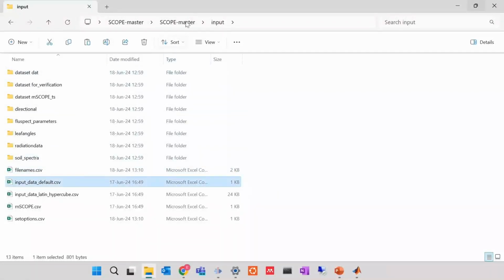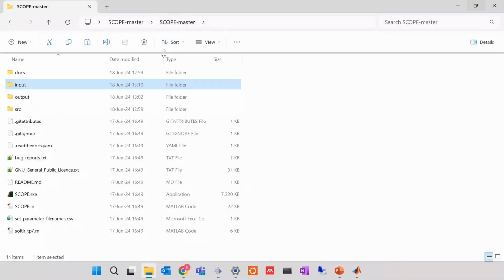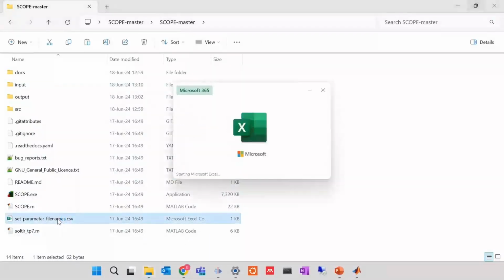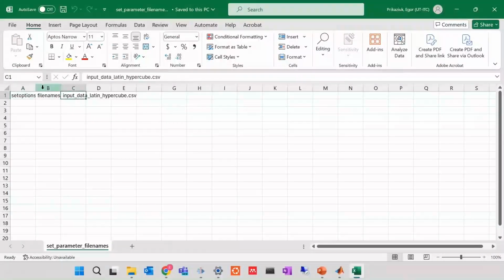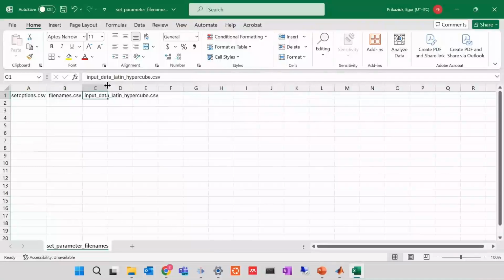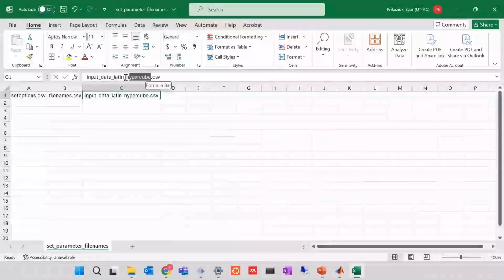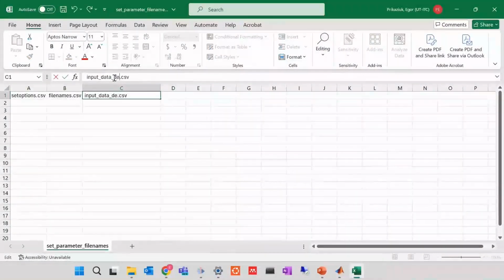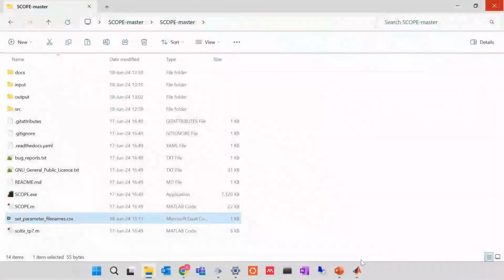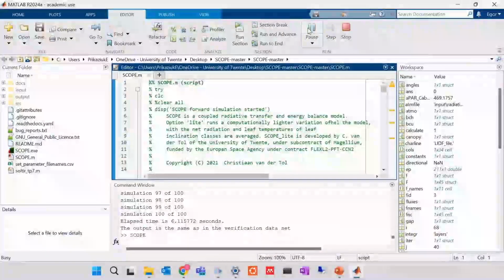In input data default, we are not changing anything. However, we go one folder backwards. In set parameter file names, we have to specify among other files that we are actually using input data default. Save it, close it, going back to SCOPE, run it.